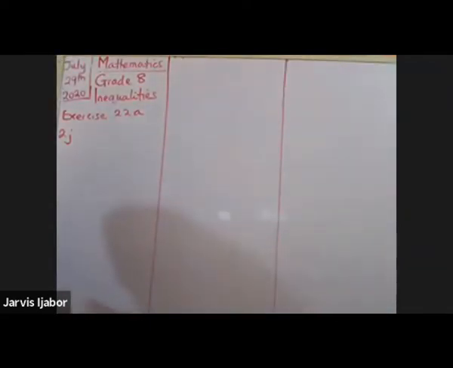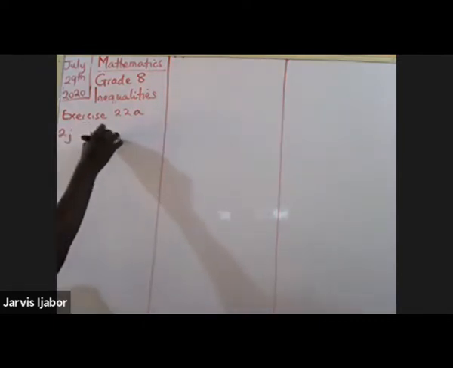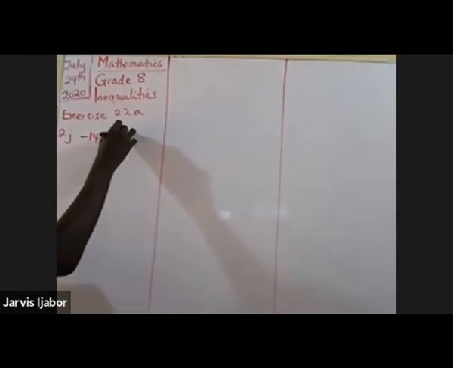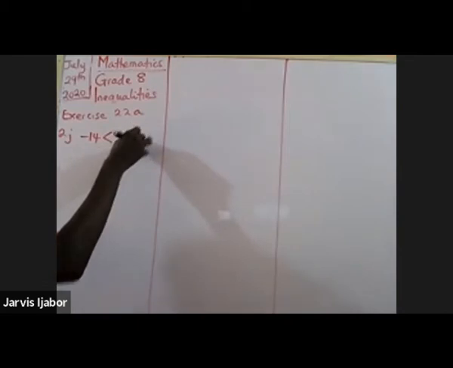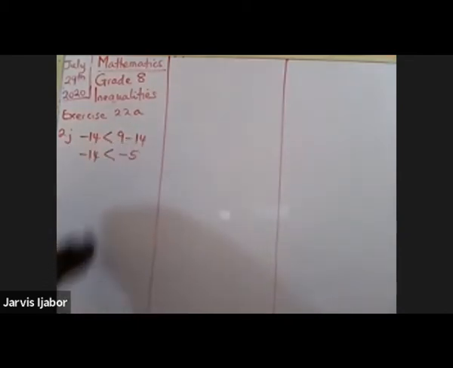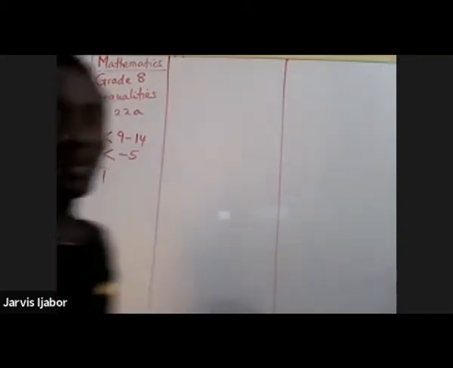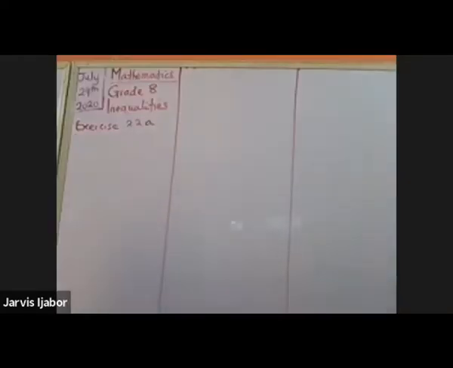All right, let's look at 2J. 2J says negative 14 is less than 9 minus negative 14. So this will be negative 14, negative 5. Now this is true because as the negative number begins to increase, we expect the value to begin to do what? So find which symbol goes into the box.